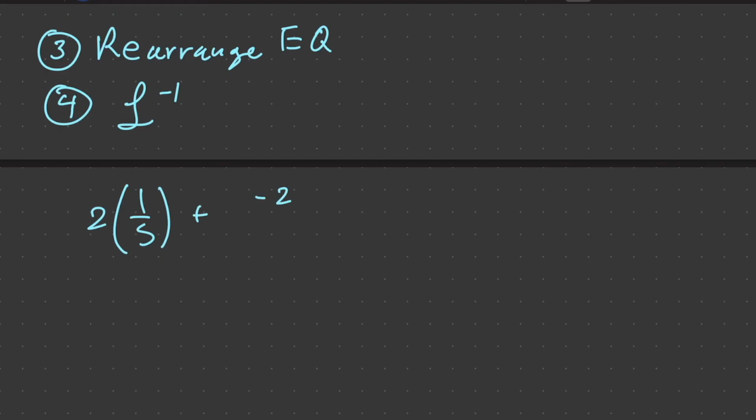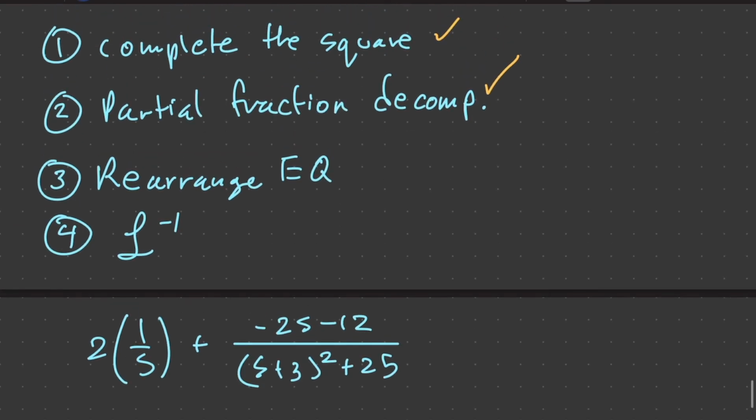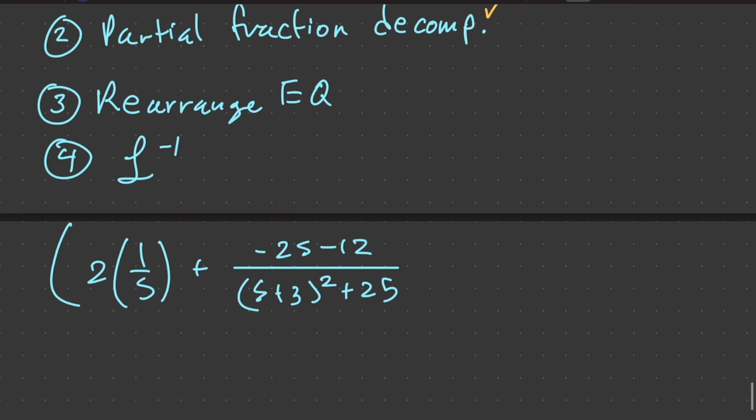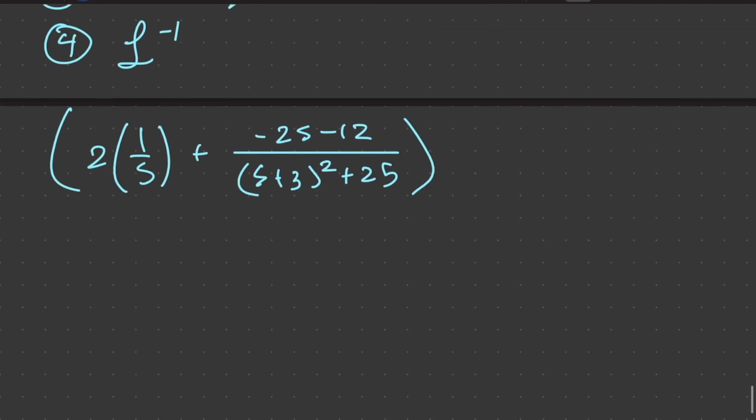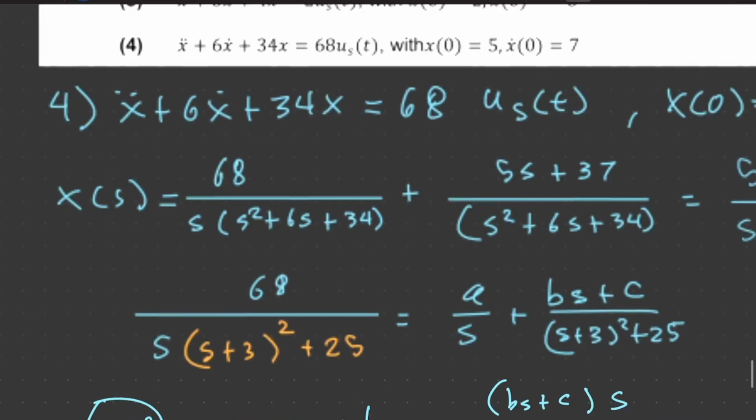Okay, so plus negative 2s minus 12 all over (s plus 3) squared plus 25. Okay. So this is our forced response. I'll go ahead and hold off doing the Laplace transform on that. We'll go and try and tackle the right side.